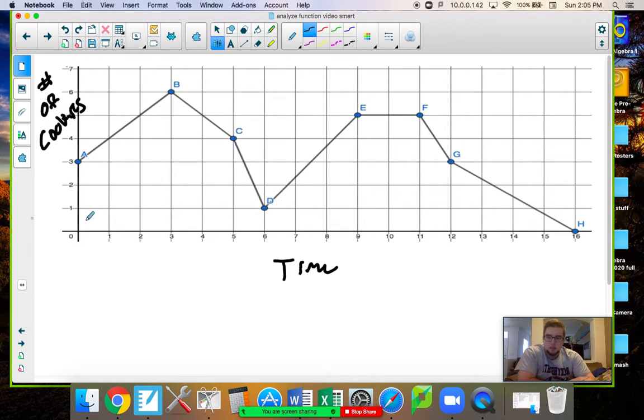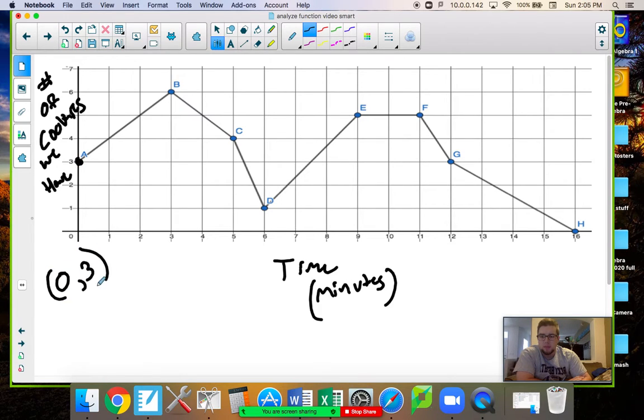Number of cookies. So time in, let's say, minutes. So number of cookies we have. Let's be a little more specific. The number of cookies we have. So right now, start of the story, this 0, 3 means that at the start of this story, we already have 3 cookies. 0 minutes, we already have 3 cookies.